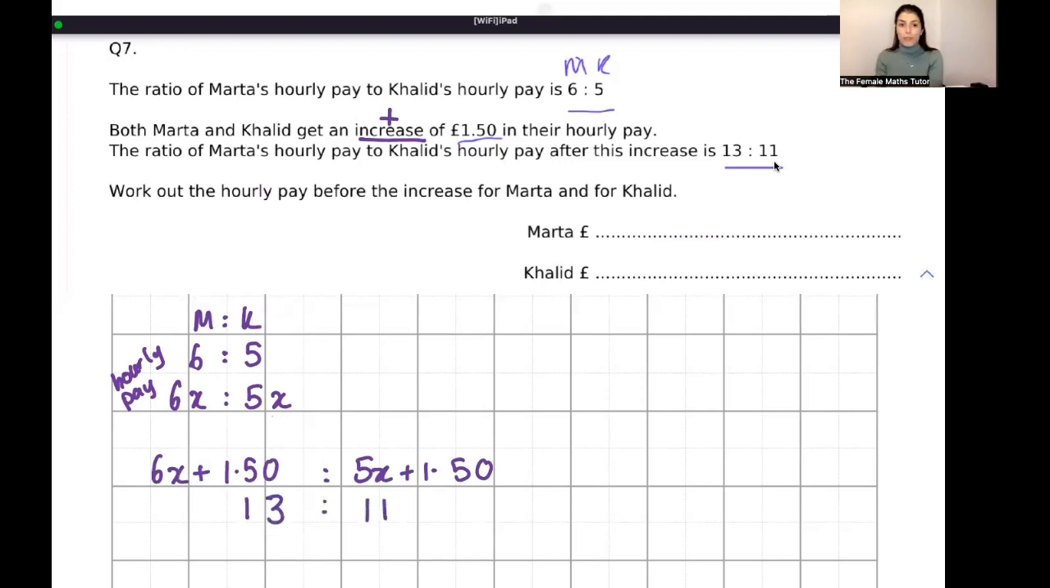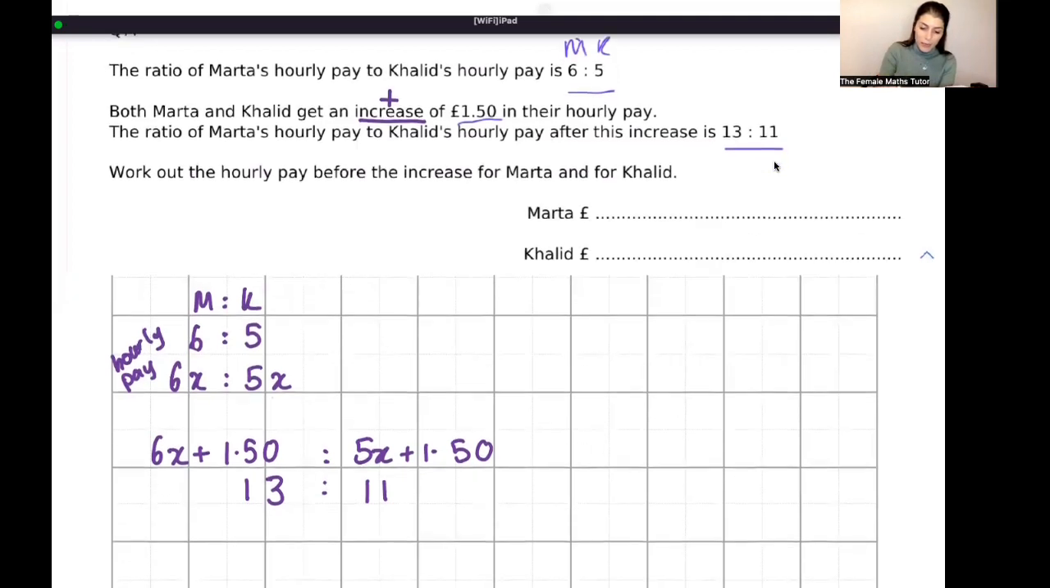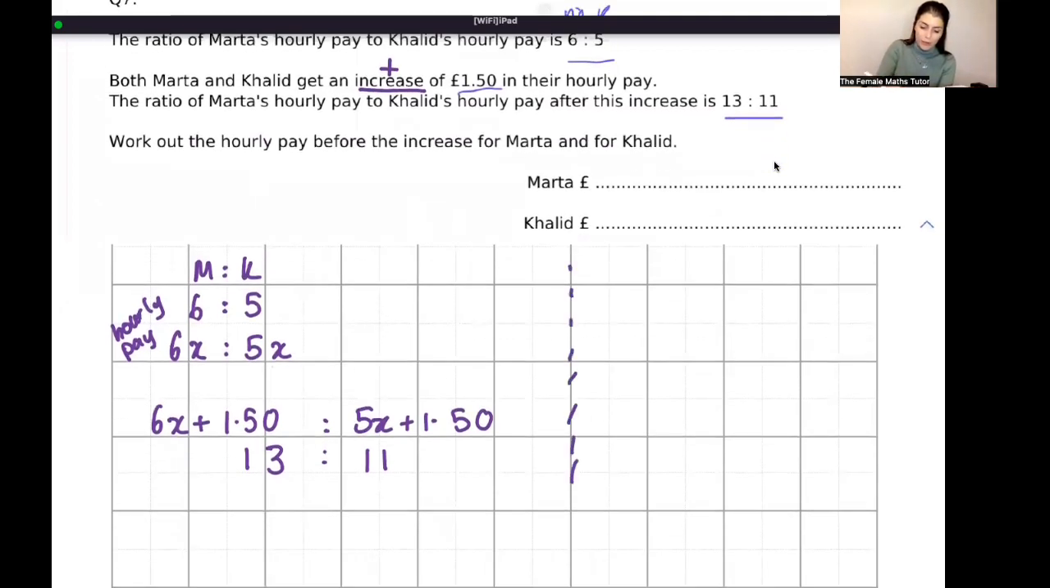If you remember in one of the previous questions, I said to you that ratios and fractions can be written simultaneously. So 6x plus £1.50 to 5x plus £1.50 can be written, if I just do it here for you, as 6x plus £1.50 divided by 5x plus £1.50, and that's equal to the ratio underneath. If you think back, one of the questions was going from a fraction to a ratio. Now we've gone from a ratio to a fraction. And hopefully some of you are quite confident with solving equations like this. If not, don't worry, I'm going to go through it.